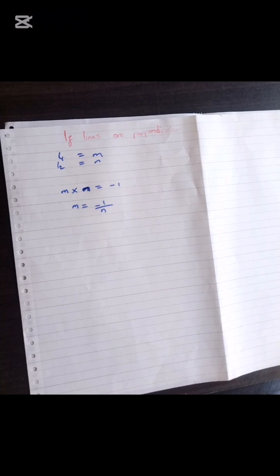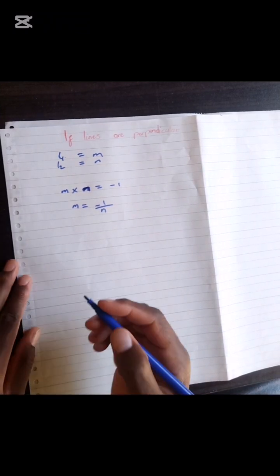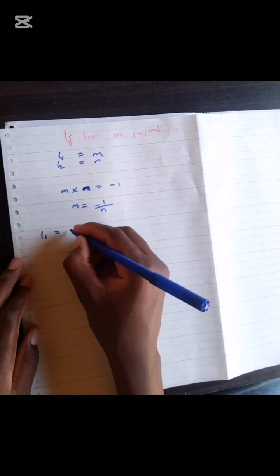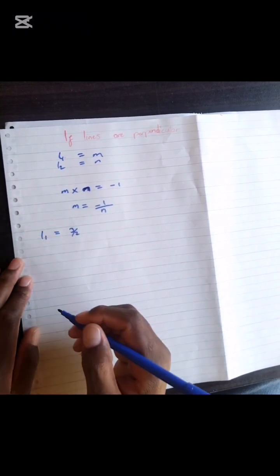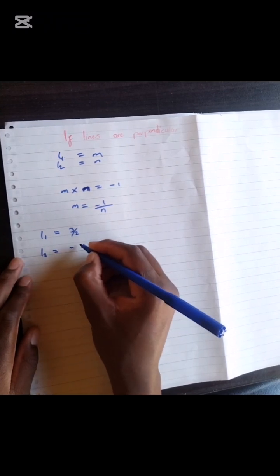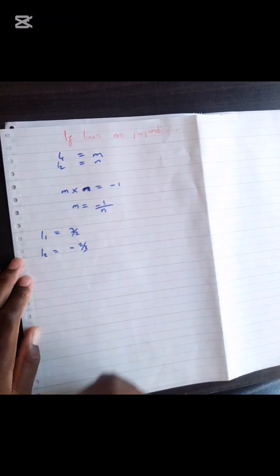So let me do it with an example. Let's say our line L1, the gradient was 3/2. This means that for our line L2, the gradient is -2/3.